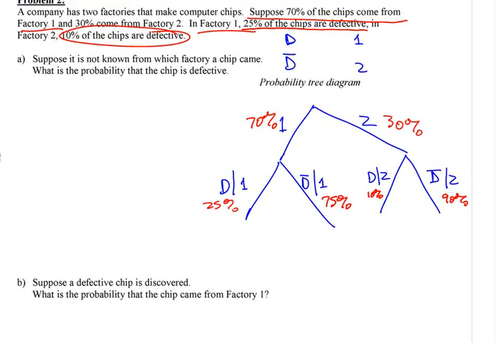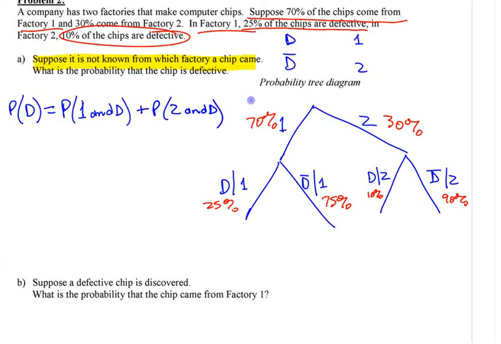It says then, suppose it is not known which factory it came from. What's the probability it's defective? With symbols, it's the probability that it's defective. You don't know anything about where it came from. You've got to work out the possibilities. What are the possibilities here? It could be 1 and defective, plus 2 and defective. Right? You can work out each of those.